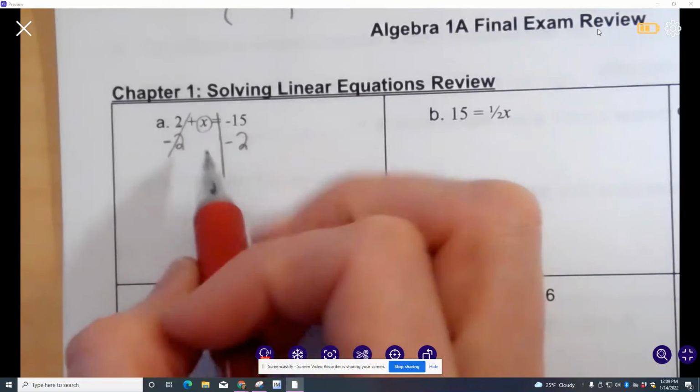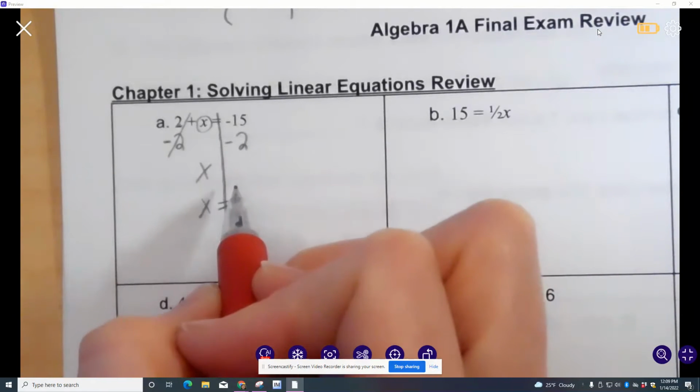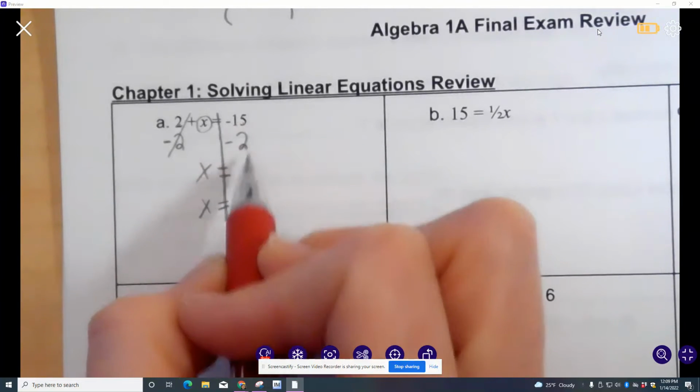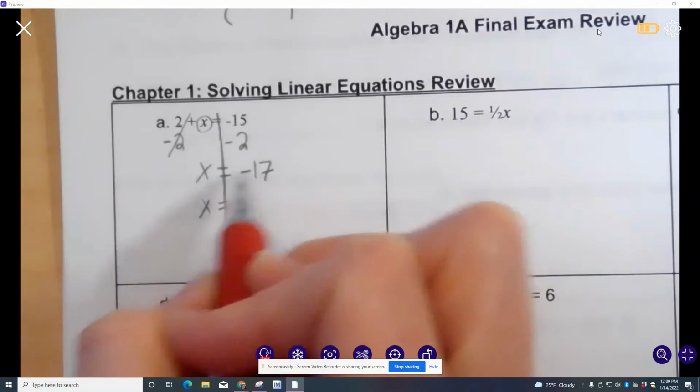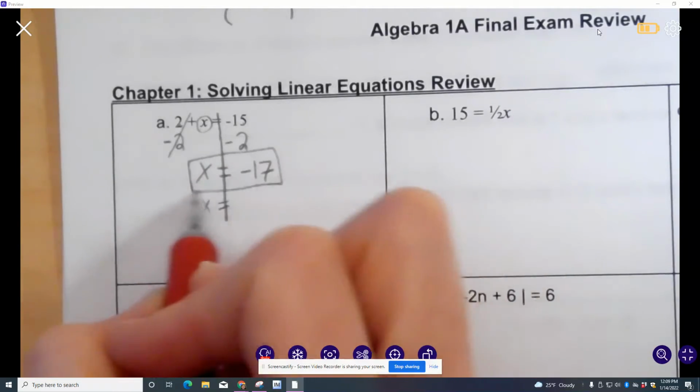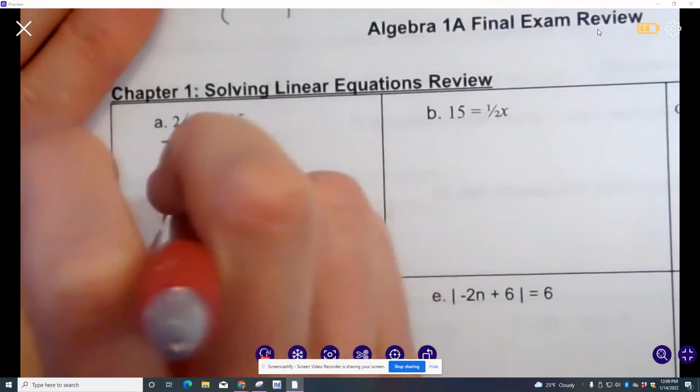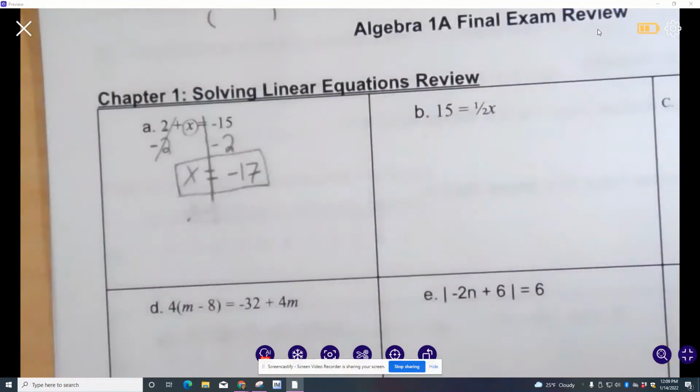2 minus 2 is 0. So there we go. X is already by itself. Negative plus a negative is a bigger negative. So x is -17. That one we call a one-step because it only took us one step to get x alone.